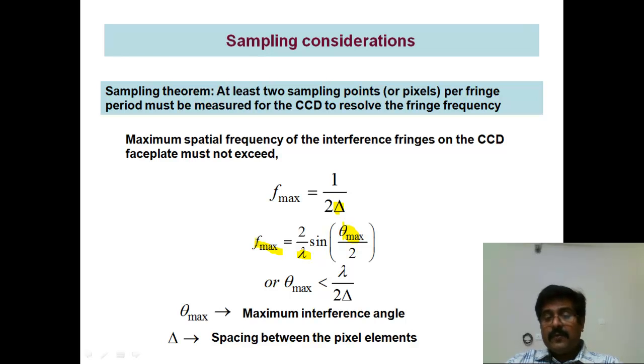So this will ultimately impose a restriction on the dimension of the object, because if you want to use the complete spatial bandwidth of the CCD sensor, the interference angle should be less than lambda by 2 delta. So there is an angle limitation which ultimately puts a restriction on the dimension of the object that can be recorded using a CCD camera, and thereby on the resolution of the image reconstructed.